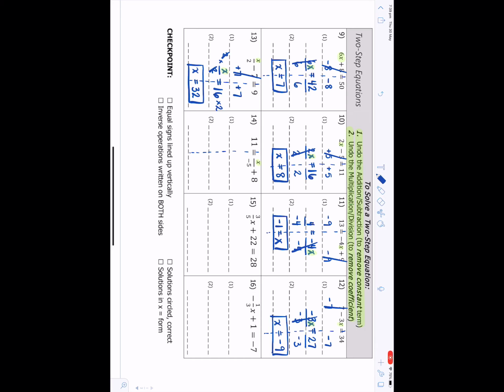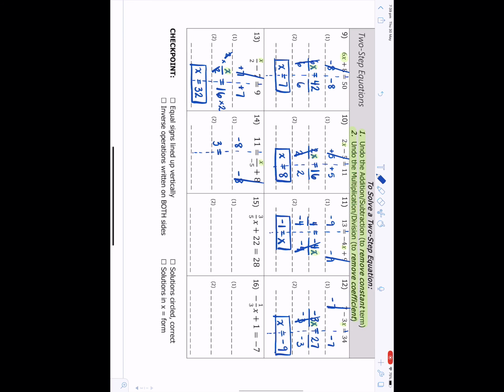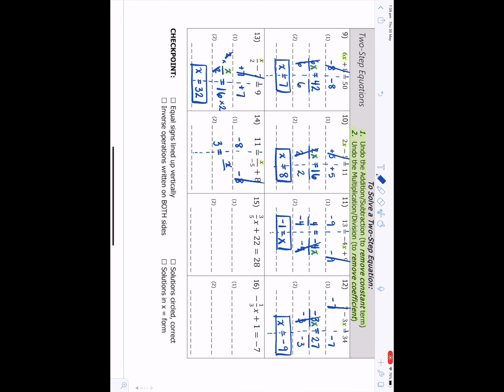The opposite of adding 8 is subtracting 8. So I'll subtract 8 on that side and subtract 8 on the other side. The 8s will cancel, and that leaves me with 3 equals x over negative 5.